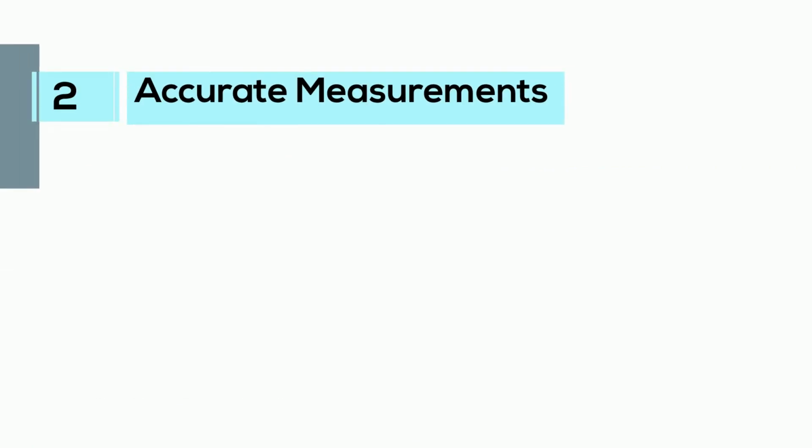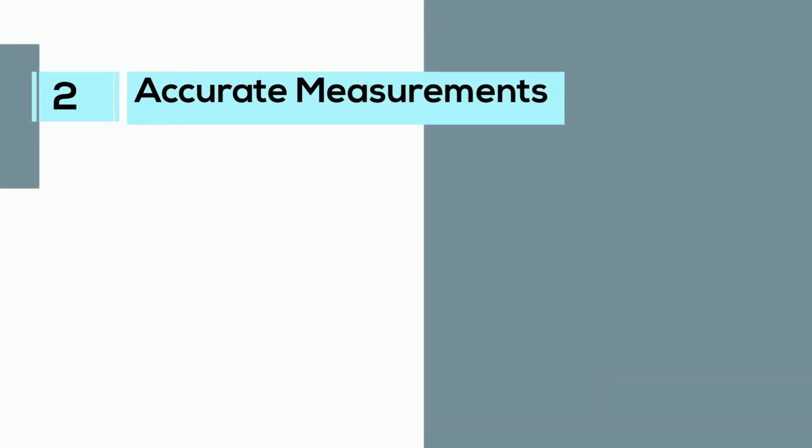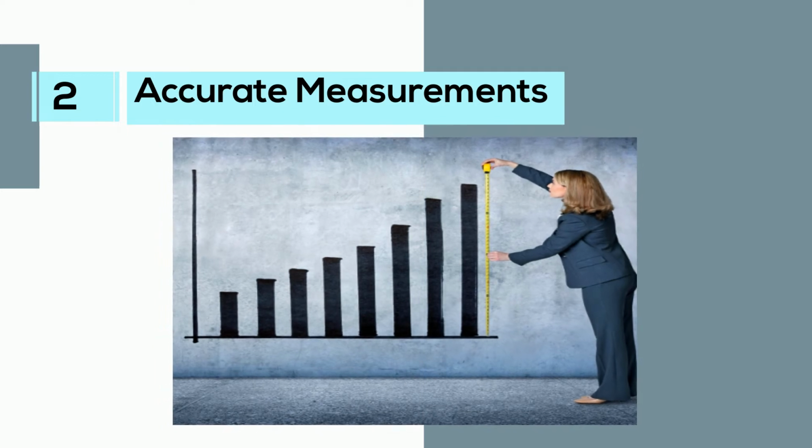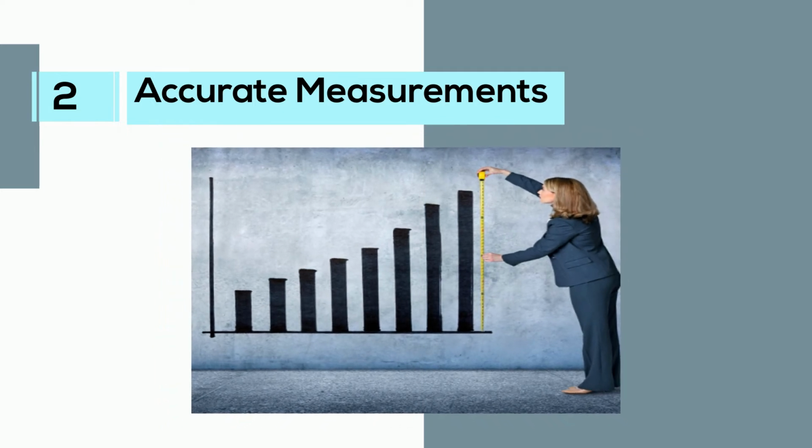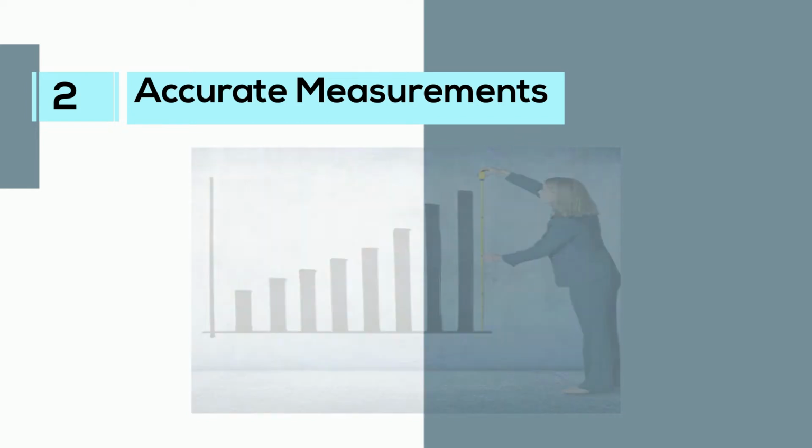The second aspect of a compelling answer is that you have accurate measurements, which means that your measurements really measure what they're supposed to measure. Also that they measure it with the highest possible precision. We're going to talk about that in a lot more detail in the section on measurements.